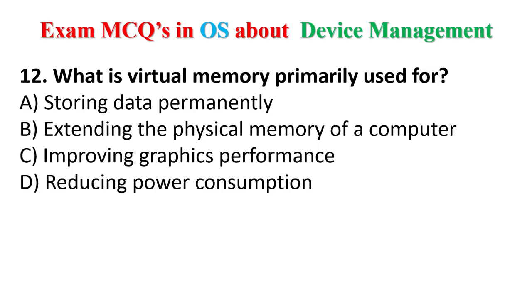Third, what is virtual memory primarily used for? A. Storing data permanently. B. Extending the physical memory of a computer. C. Improving graphic performance. D. Reducing power consumption. The purpose of virtual memory is extending the physical memory of the computer, which improves the performance of the computer. So, B is the correct answer.